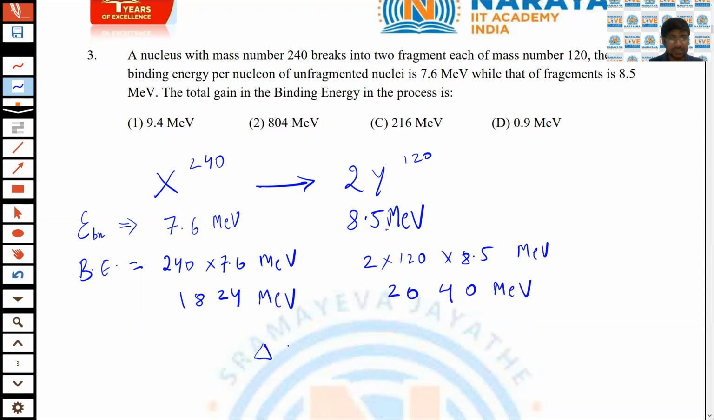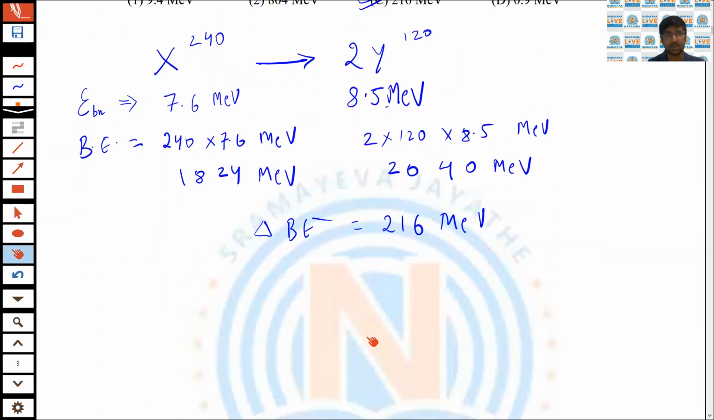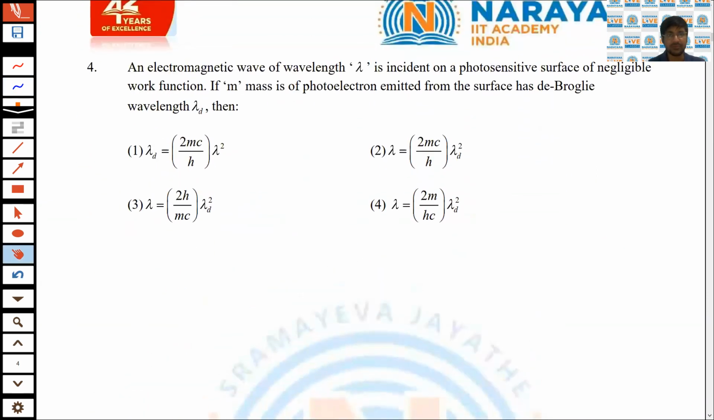Now if you take the difference of this, it will come out to be 216 million electron volts, which means that the correct option is the third option. All right, now let's take the fourth question.